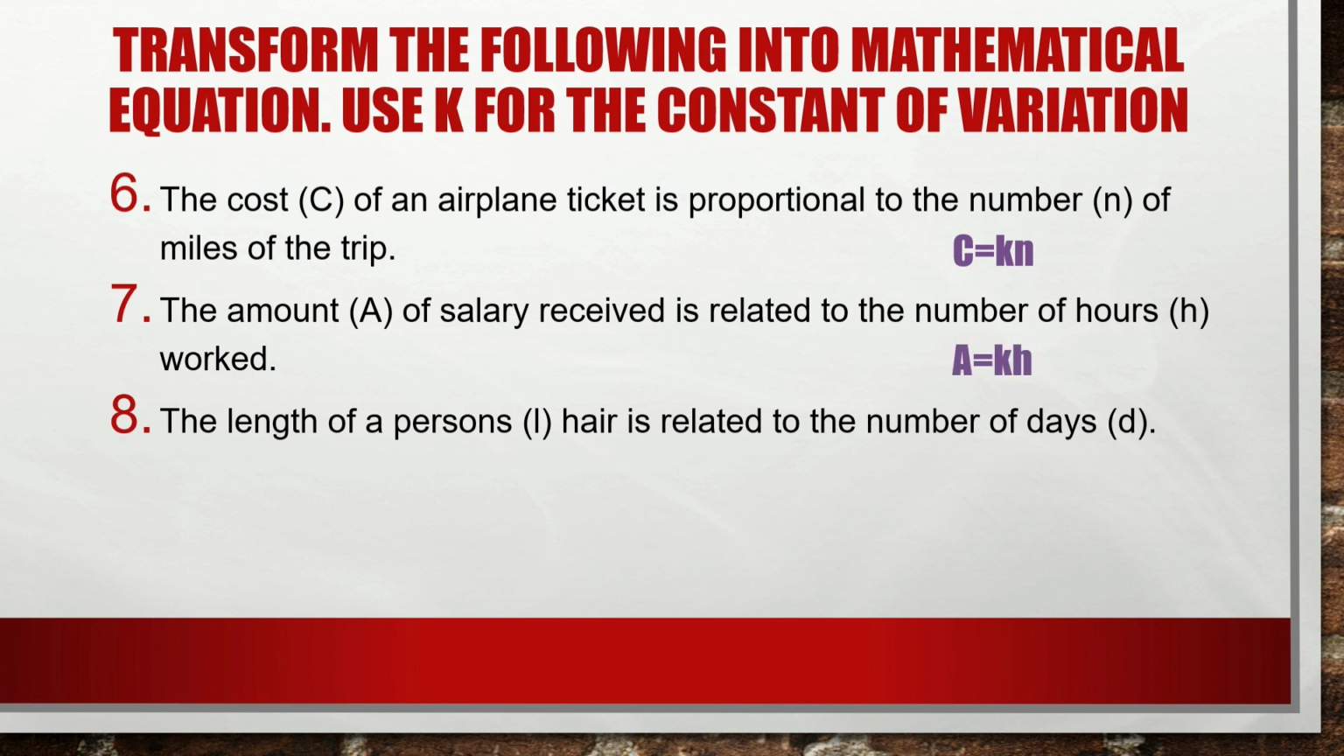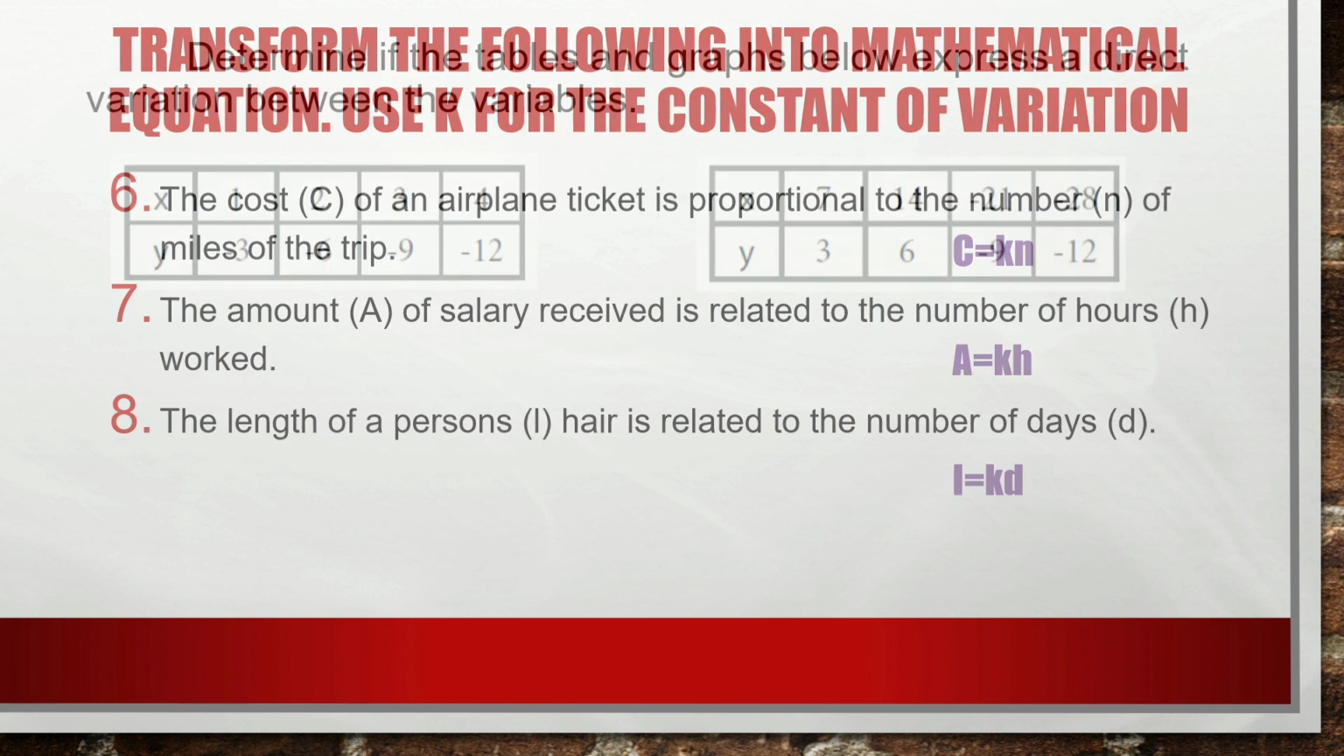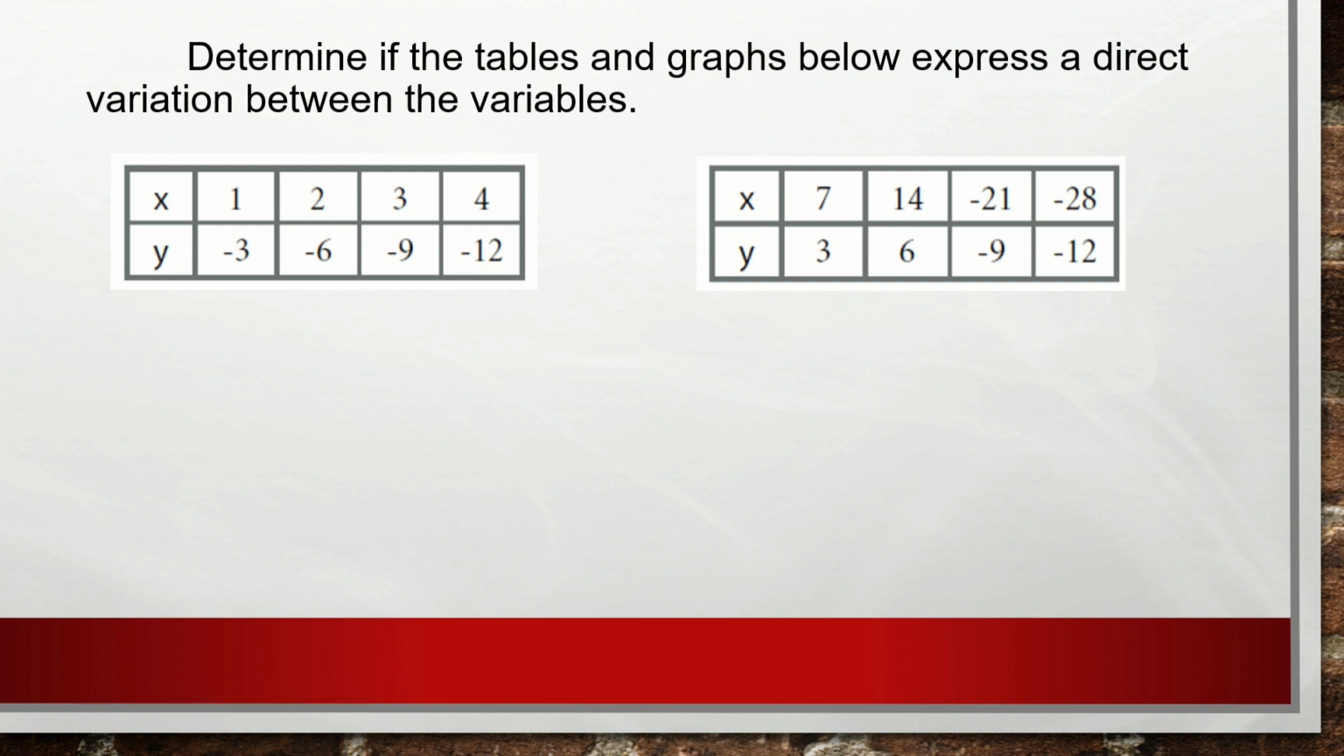Number 7, the amount A of salary received is related to the number of hours H worked. That is, capital A is equal to kH. And number 8, the length of a person's hair is related to the number of days. That is, L is equal to kD. Following tables, how are we going to determine if it expresses direct variation?